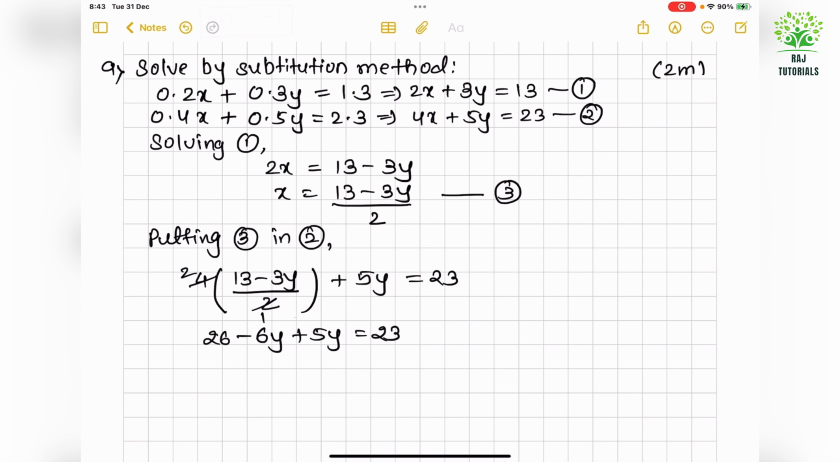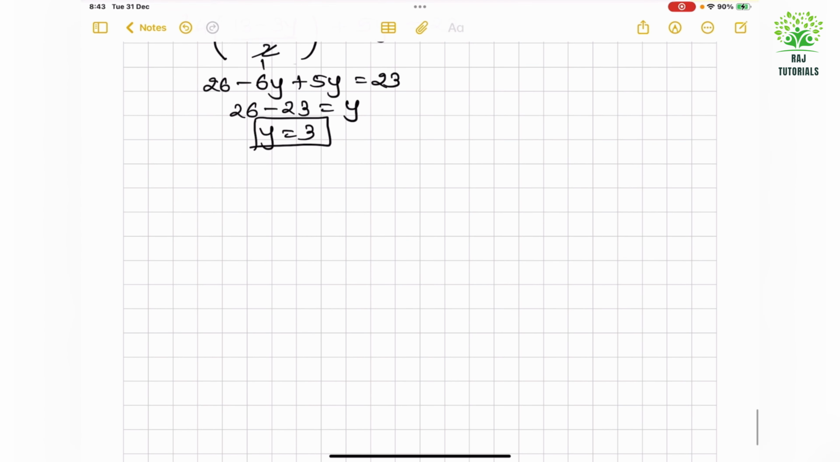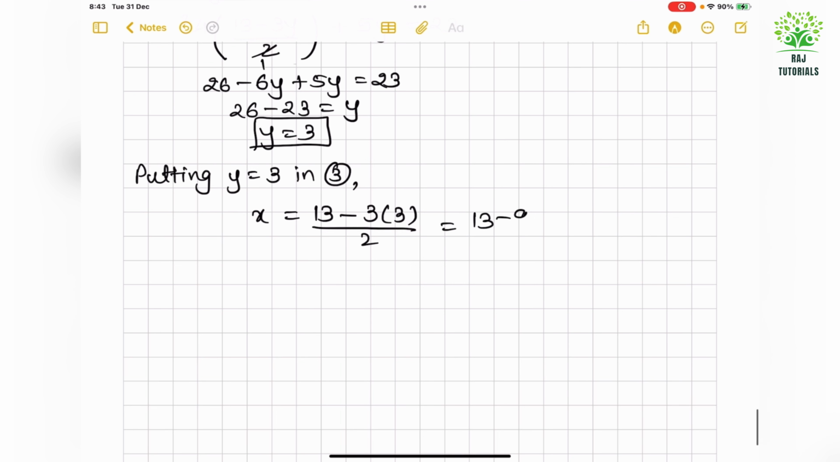So I can say 26 minus 23 equal to y. So y equal to 3. I got the value of y. Now putting y equal to 3 in 3, x will be 13 minus 3 into 3 upon 2. So that will be 13 minus 9 by 2. So 4 by 2. So x equal to 2. So now I got x and y both the values.